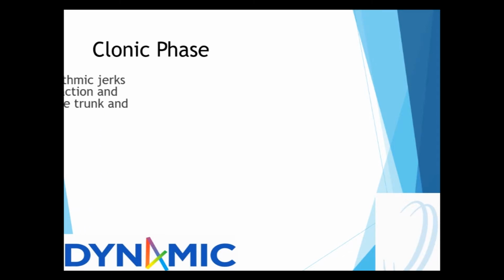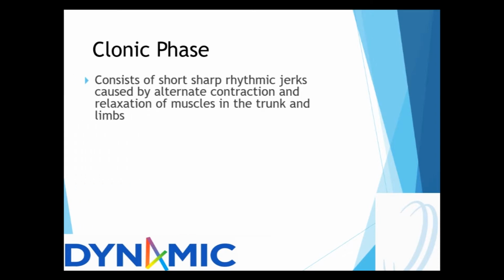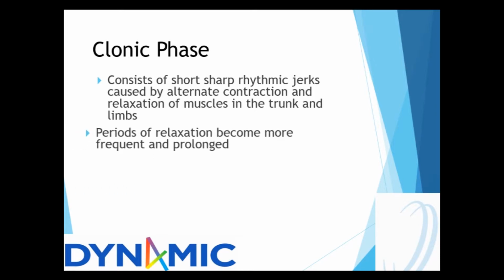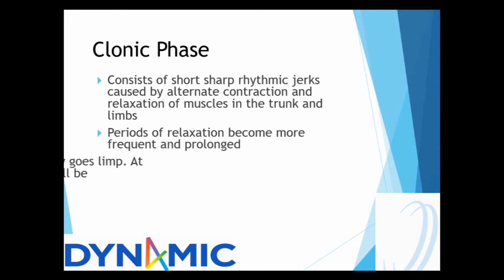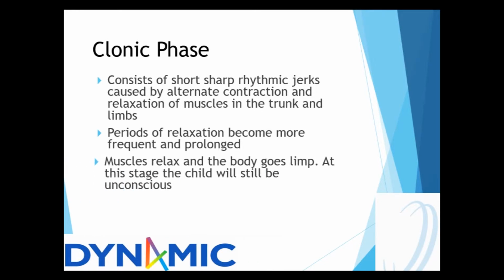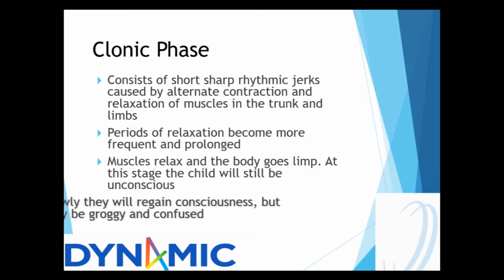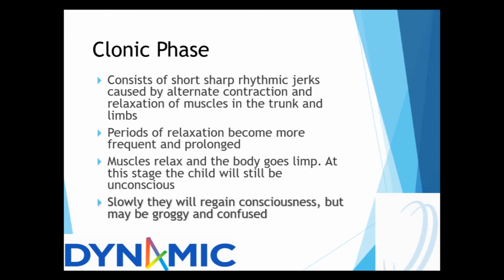The clonic phase consists of short, sharp, rhythmic jerks caused by alternative contraction and relaxation of the muscles in the trunk and limbs. Periods of relaxation become more frequent and prolonged. Muscles relax and the body goes limp. At this stage, the child will still be unconscious. Slowly, they will regain consciousness but may be groggy and confused.